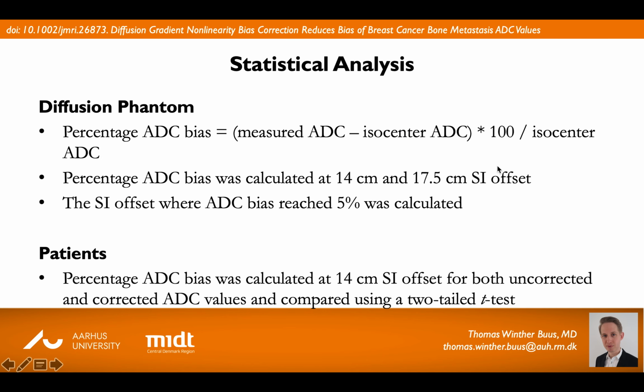In the diffusion phantom, we calculated percentage ADC bias as measured ADC minus the isocenter ADC divided by the isocenter ADC value. Then we calculated the percentage ADC bias at 14 centimeters SI offset and 17.5 centimeters SI offset. We also calculated the SI offset where ADC bias reached 5%. In the patient, we also calculated percentage ADC bias at 14 centimeter offset for both the uncorrected and corrected ADC values and compared them using a two-tailed t-test.